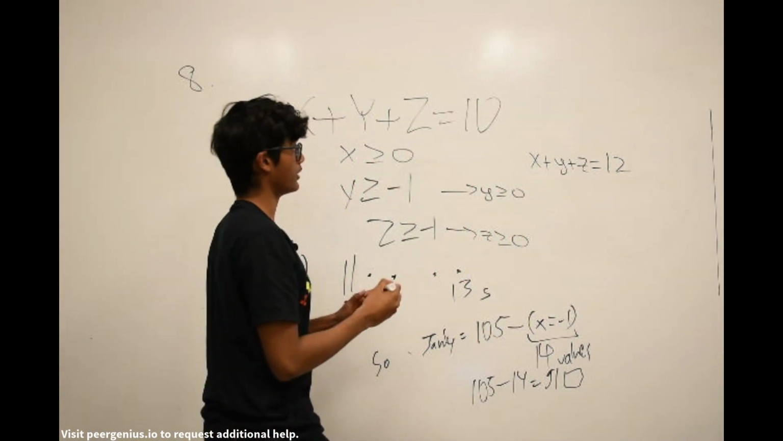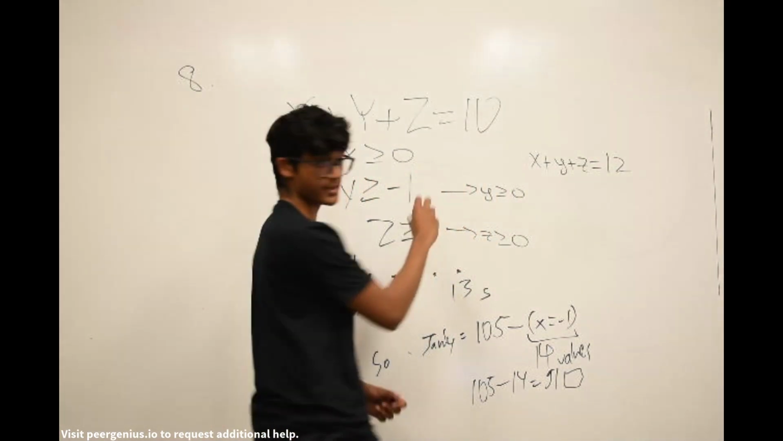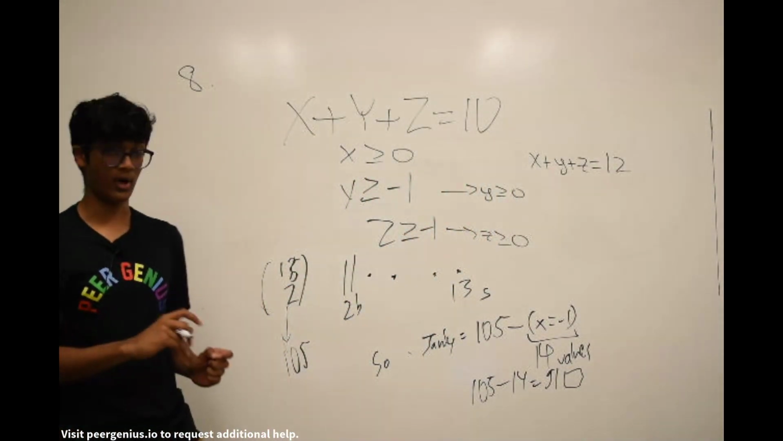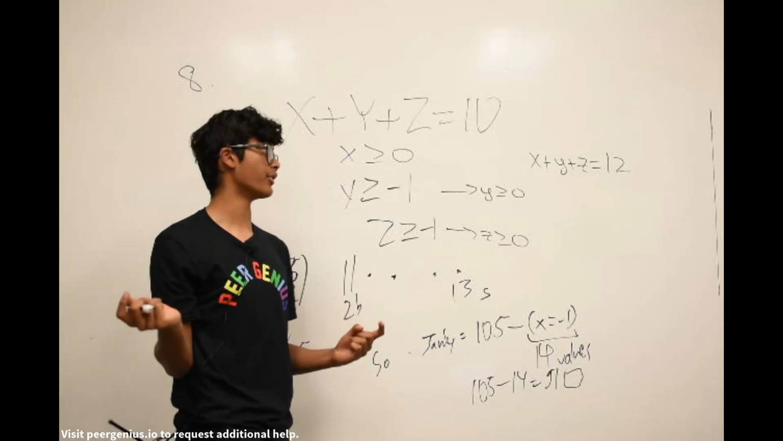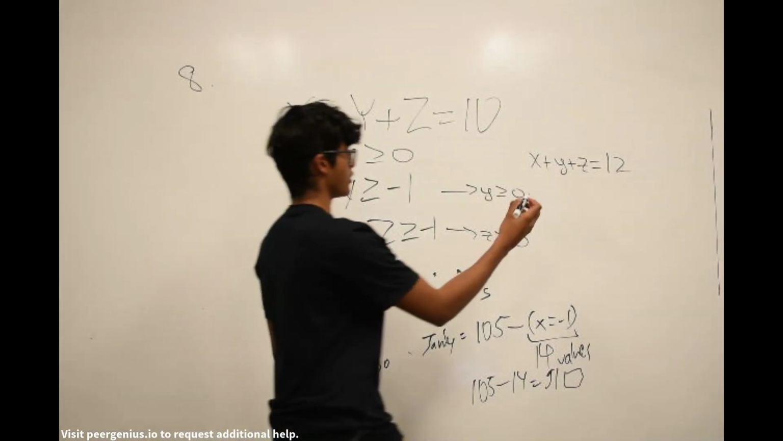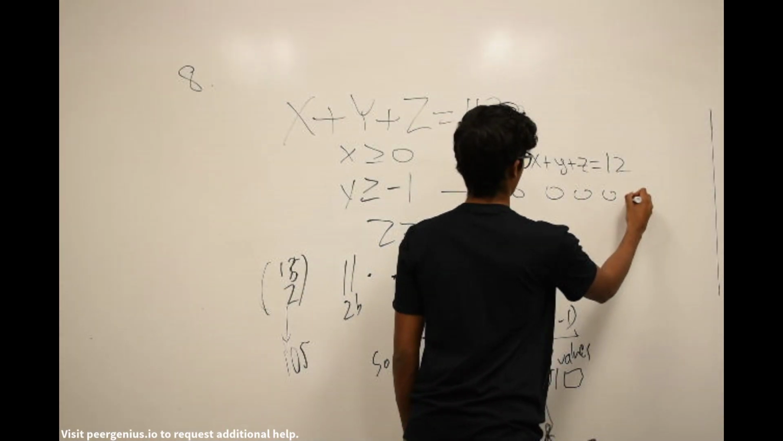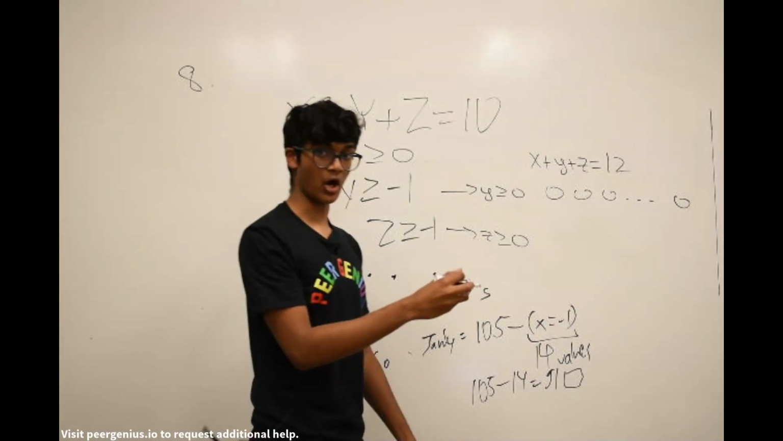Also, so now you have x plus y plus z equals 12, and your three conditions are x is greater than or equal to 0, y is greater than or equal to 0, and z is greater than or equal to 0. This is a classic example of stars and bars. So now you just have 12 objects, and you have to divide it into 3 parts.